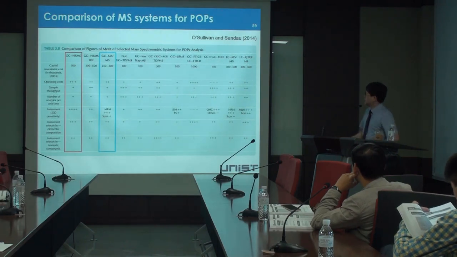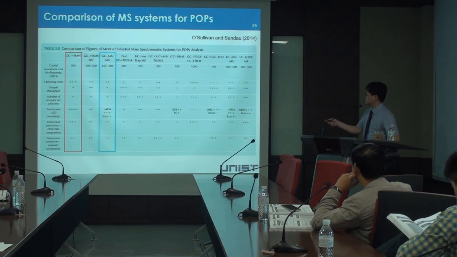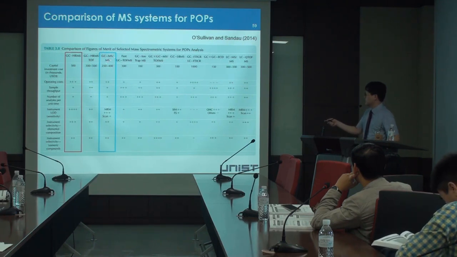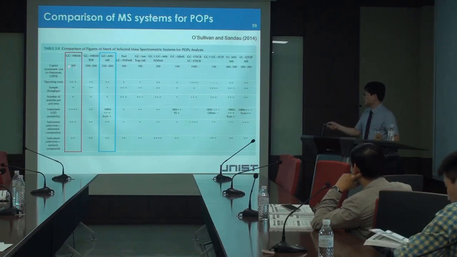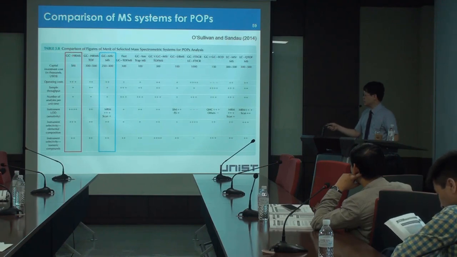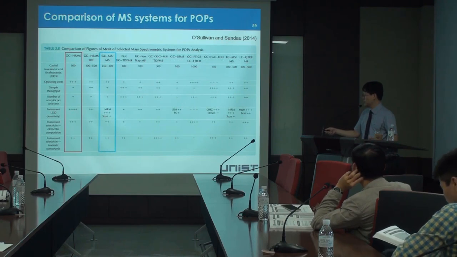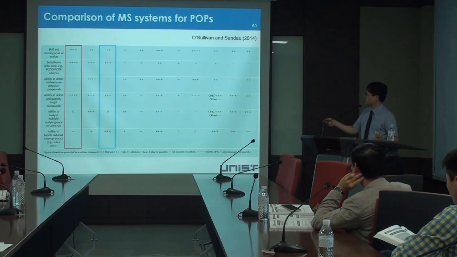This is a comparison of MS systems for POPs: GC-HRMS and GC-MS/MS. We can compare. This is the investment cost. It is much more expensive for HRMS. The operating cost is also expensive. And LOD, instrumental sensitivity: how low a concentration can be analyzed using this instrument is good. Selectivity, the separation of different chemicals, high resolution is good. But the problem is the skill and training level required is high.